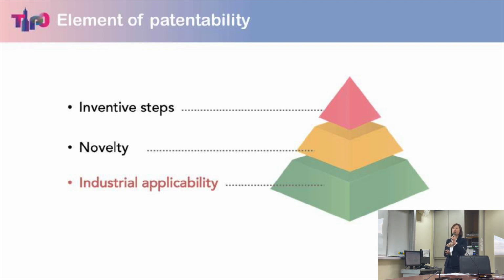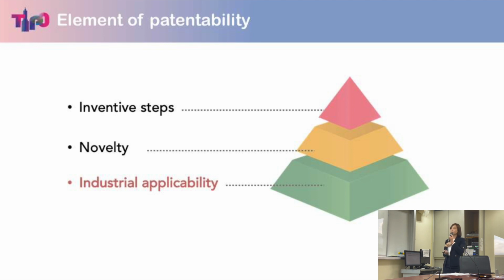Now let's move on to the elements of patentability. There are three factors to determine whether the subject matter is patentable. The first step is to check industrial applicability. So what is industrial applicability? It means the invention can possibly be made or used in industry.